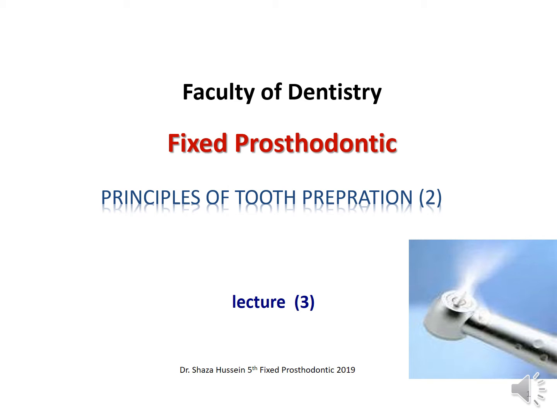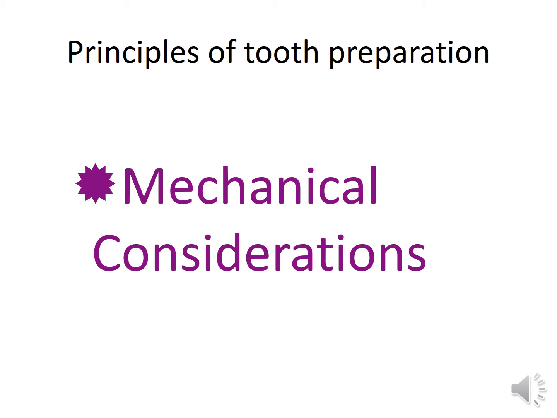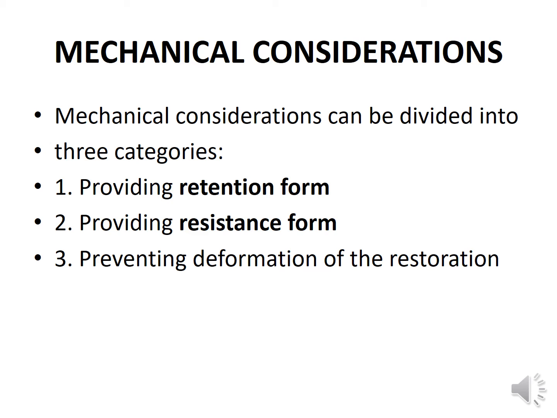Today we're going to continue with the principles of tooth preparations. In the last lecture we talked about the biological considerations, and we have to have a review. When we say principles, we said that we have biological, mechanical and aesthetics. Today we're going to talk about mechanical considerations. Mechanical considerations can be divided into three categories, as I said before: retention, resistance, and preventing deformation of the restoration.